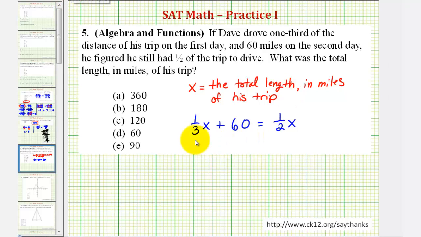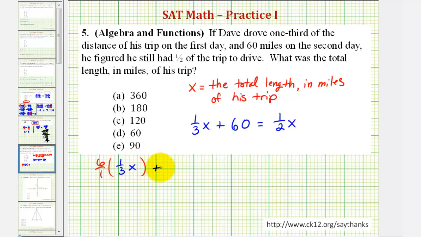So we have the option of working with the fractions or clearing them from the equation by multiplying both sides of the equation by the least common denominator or least common multiple of 2 and 3, which would be 6. So let's go ahead and multiply both sides of the equation by 6. So we'll have 6 times 1/3 x, which I'm going to write as 6 over 1 times 1/3 x, since 1/3 x is a fraction.